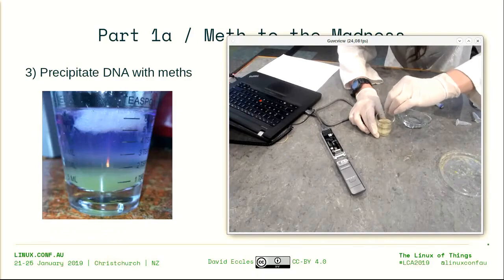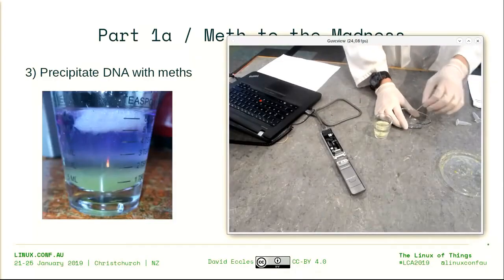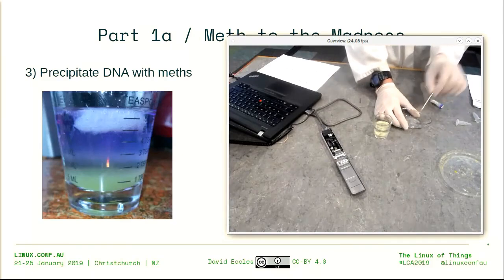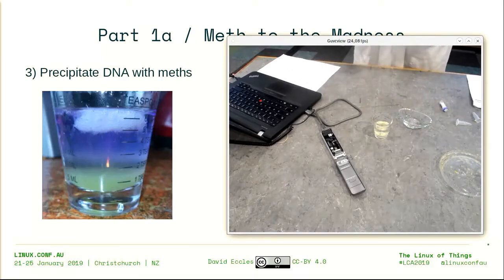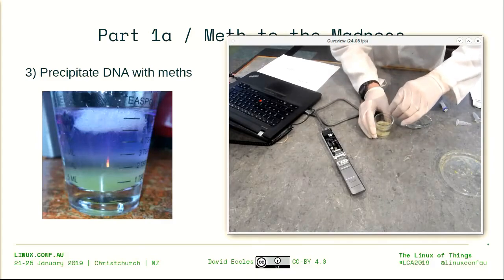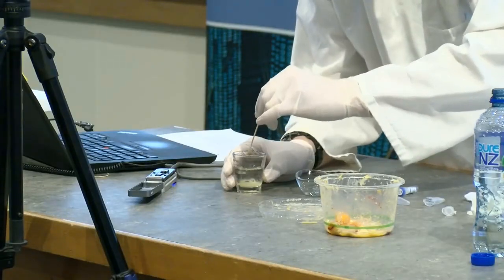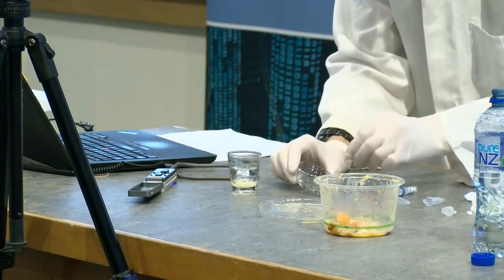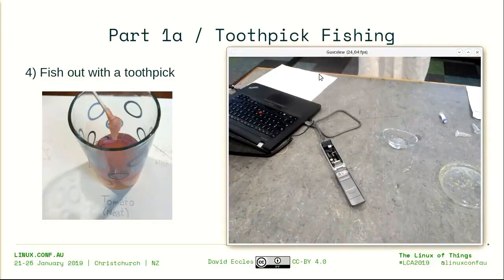Now, I should probably point out that this isn't just DNA. I said before I put some pumpkin in for fiber. Pumpkin, for whatever reason, also seems to have some other proteins which come out as well as the DNA, and it actually makes it easier to do a bit of fishing. So there was a functional reason for the pumpkin. Okay. So that's the DNA extraction and concentration done.